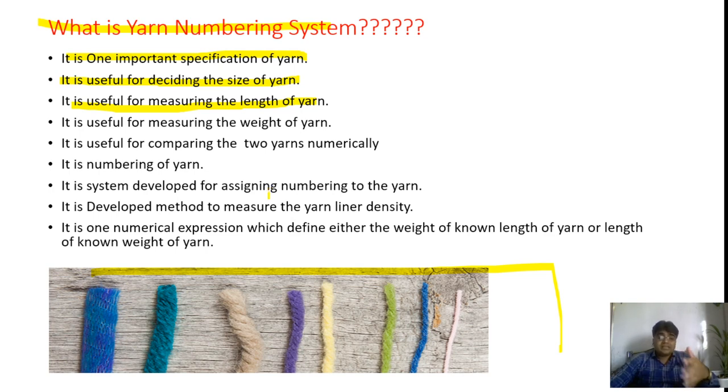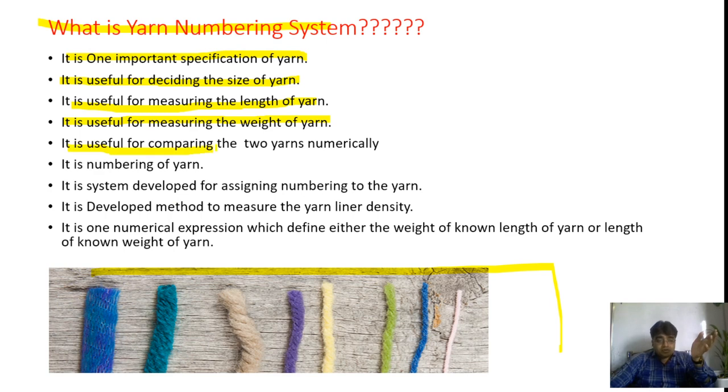How much length there is, how much length we need: when such things come up, this yarn numbering system that we develop helps a lot. So it is going to help a lot. Thereafter, it is also useful for measuring the weight of yarn. If you want to measure the weight of all these yarns, it is very helpful if you know the count of that particular yarn. If you know the yarn numbering, you can estimate the length and the weight of the yarn very easily.